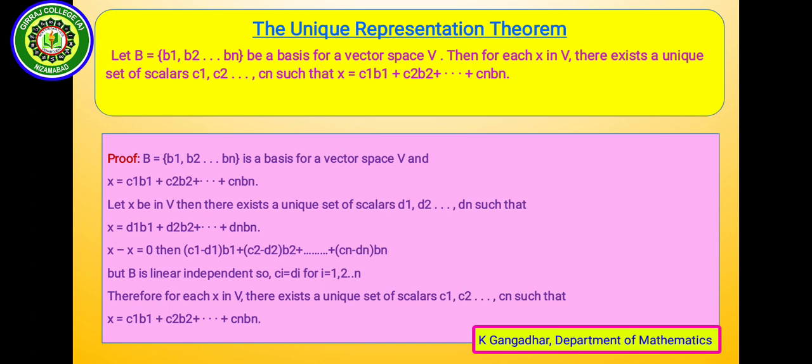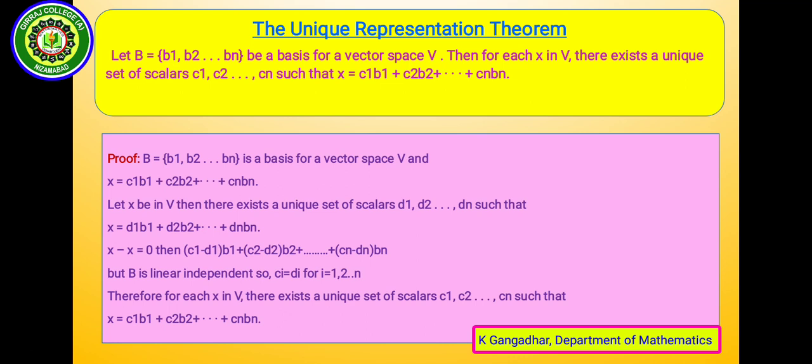First, B equal to {b1, b2, so on bn} is a basis for the vector space V. Basis means B is linear independent and V equal to span B. So we will take one vector x from V. So x is a linear combination of the elements of B, b1, b2, so on bn. So we will write x equal to c1 b1 plus c2 b2 plus so on plus cn bn.